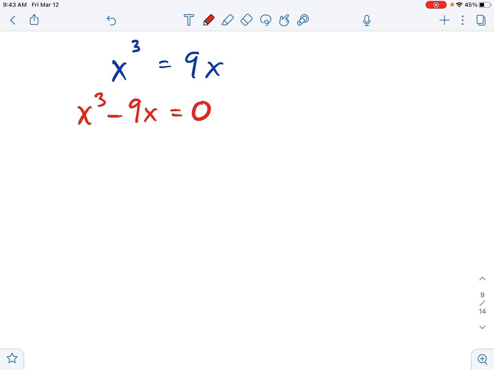Then I want you to factor out an x, because you always look for a GCF first. Then you want to keep going. Can you keep factoring? And yes, you should recognize this is a difference of squares.